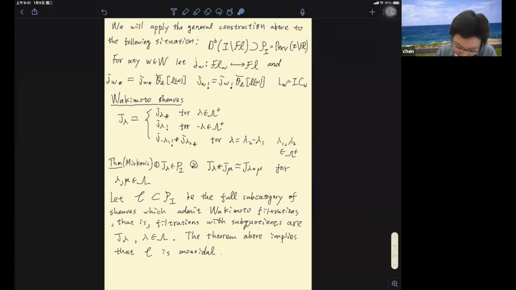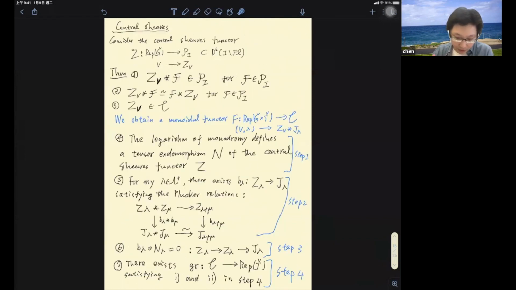So we consider some smaller category inside the category of perverse sheaves. And this C will be the C in our previous, in the first part. So that's the first important input, the Wakimoto sheaves. And now the second important input is the category of central sheaves. So recall we have this central sheaf functor from Rep G check to the perverse sheaves on the affine flag variety. This is given by the nearby cycles functor. So we denote the image by ZV.